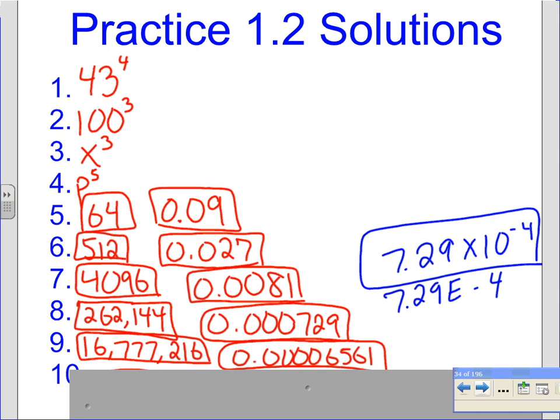Number 9, 16,777,216 for the first answer. Second answer, 0.00006561. Did anyone have scientific notation for number 9 for the second one? Donatus, what did you have? I think it was 6.561.